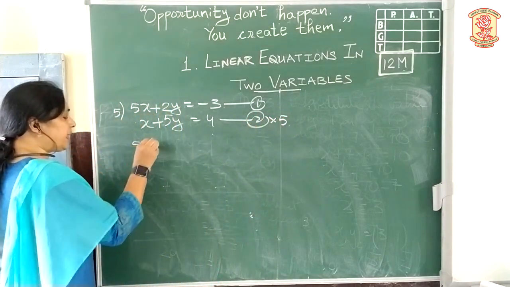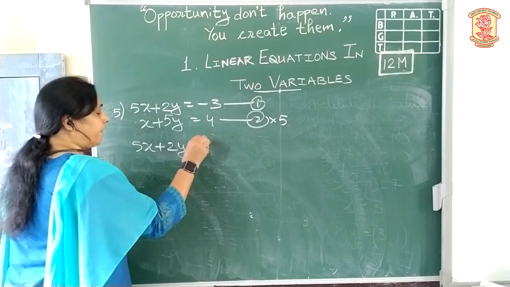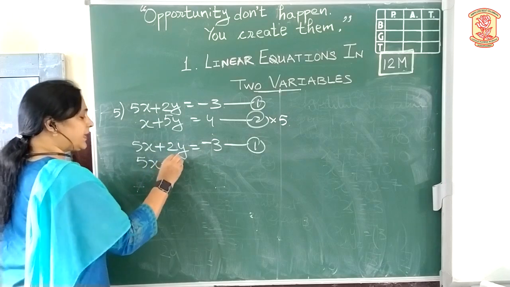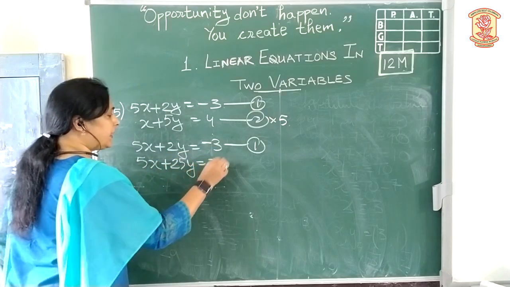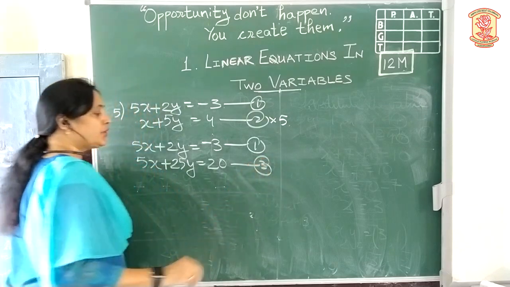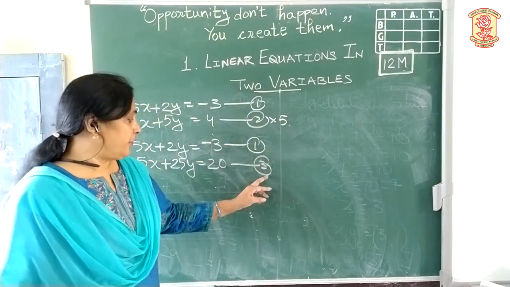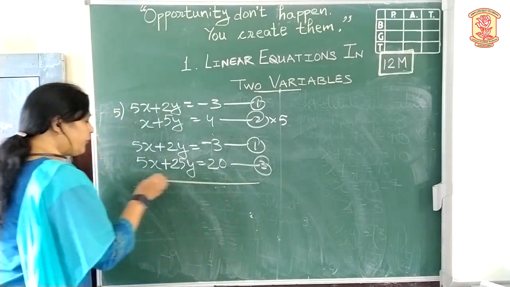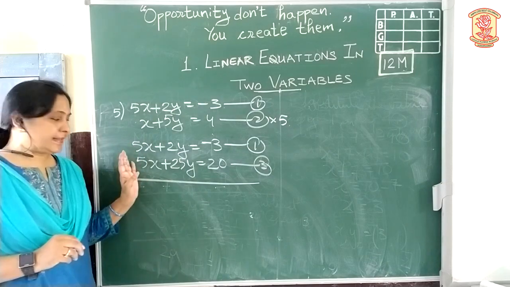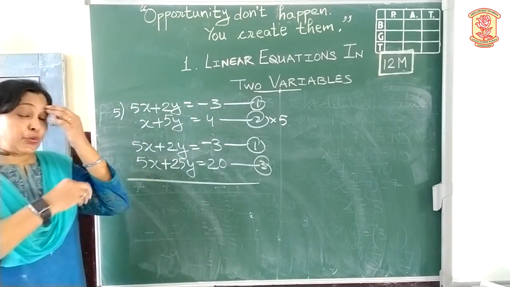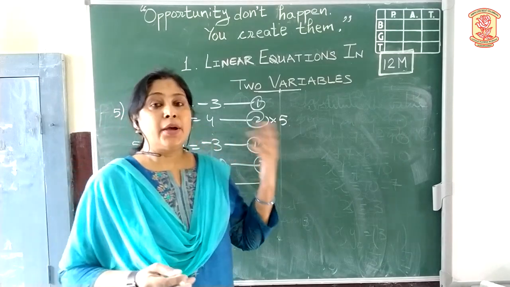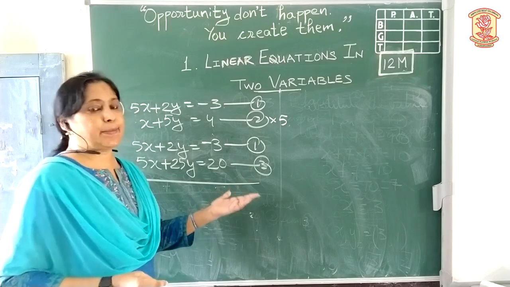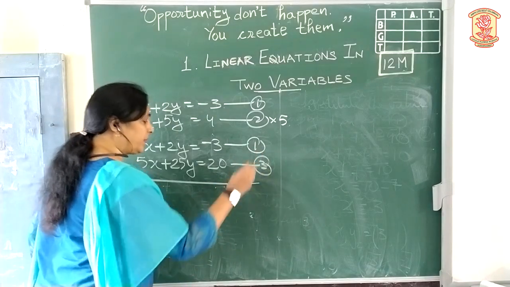So here the first one remains as it is, and the second one becomes 5x plus 5 fives are 25y equals 5 fours are 20. So this changes, so we are going to change the number of that equation. This was second, so we are going to write it as the third one. Now if you see, again the coefficients are the same, and so are the signs. To eliminate the terms, we require opposite signs. So to make the signs opposite, what do we do? We subtract. So we are going to again subtract the lower from the upper.